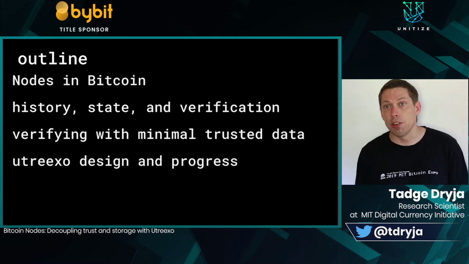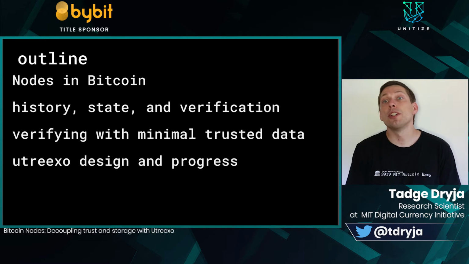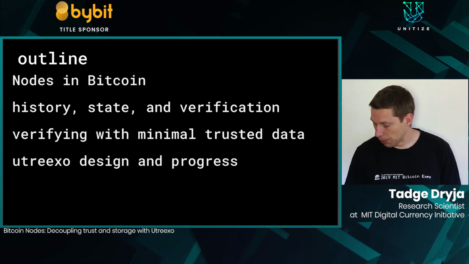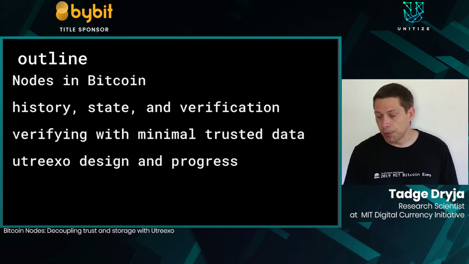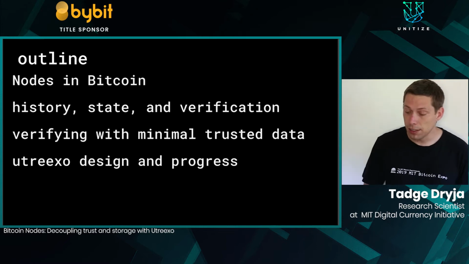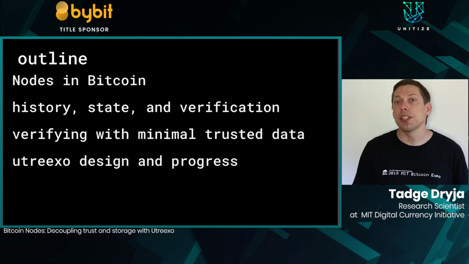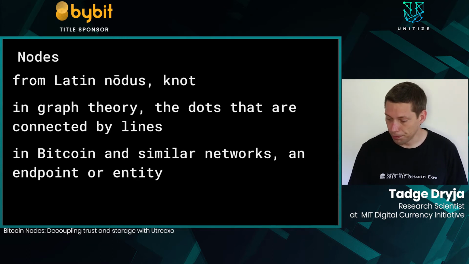So quick outline of what I'm going to talk about. I'm going to talk about what a node is, what these things called nodes in Bitcoin are and how they work. I'm going to talk about Bitcoin history, state, and verification, and how those fit together. Then verifying the state of Bitcoin with minimal trusted data. And then Utreexo and its design and properties.